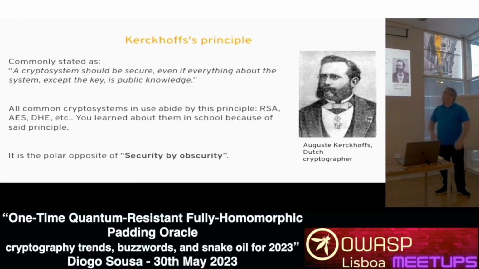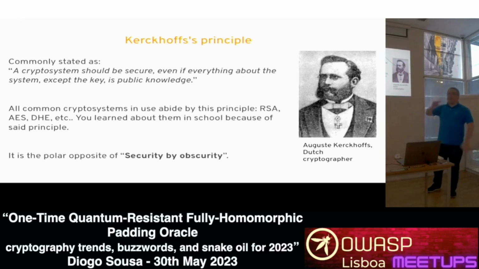Second one is Kirchhoff's principle. This fellow here, August Kirchhoff. He was a Dutch cryptographer at the turn of the century. In 1899, he wrote a list. He worked in the military. He basically did secret communications. And he wrote a list of principles of how you build a secret communication system.